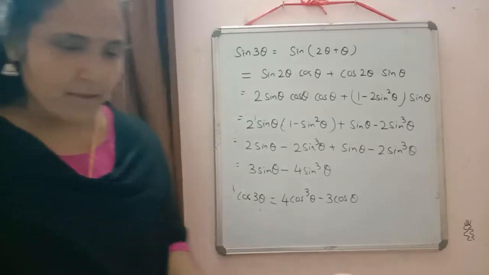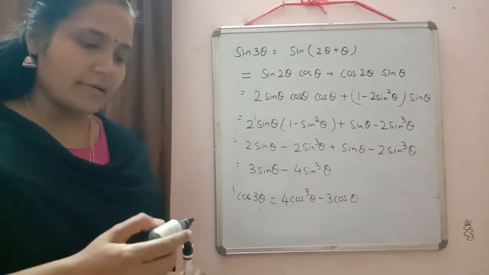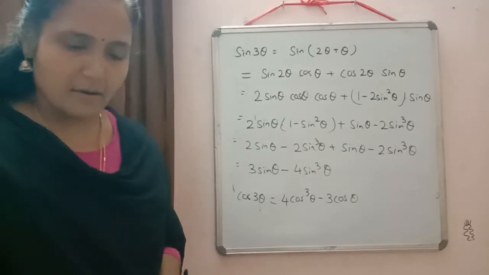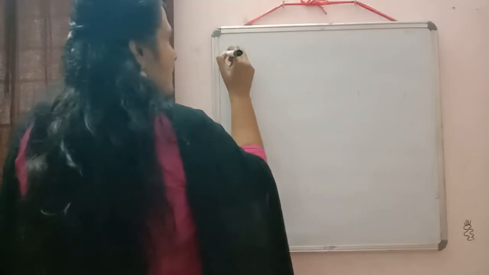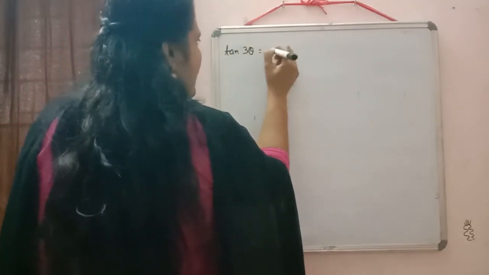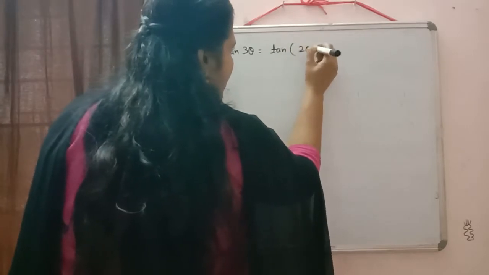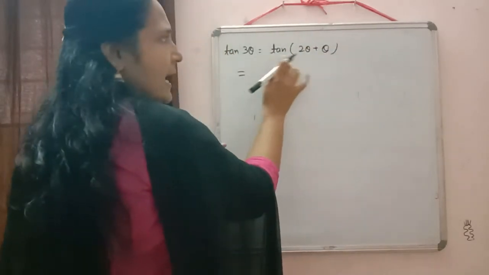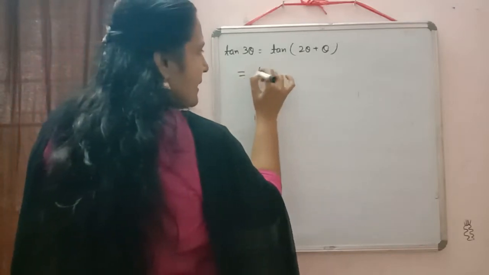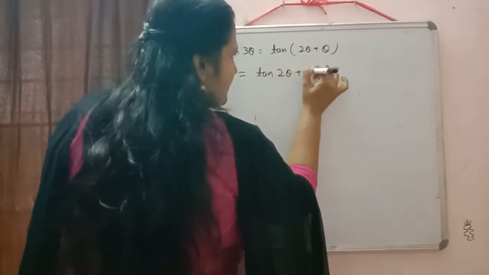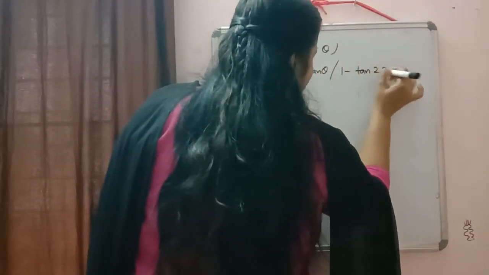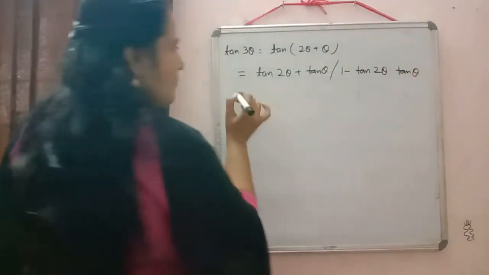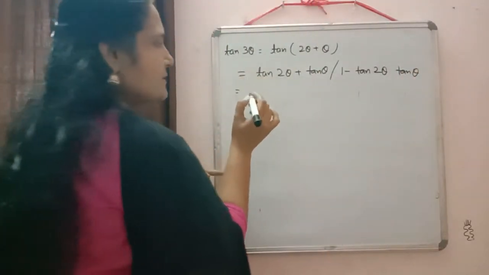In the same way, now we will check how we will derive the formula for tan 3 theta. Again tan 3 theta can be written as tan of 2 theta plus theta. Now we'll use the formula for tan A plus B. Formula for tan A plus B is tan A plus tan B by 1 minus tan A into tan B. Correct? Now we know the formula for tan 2 theta, so we can substitute that formula.